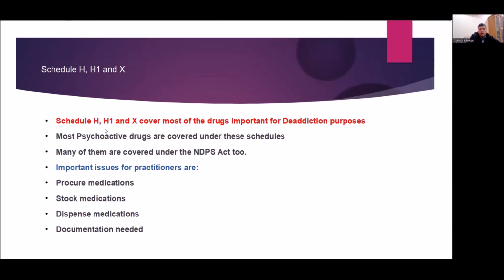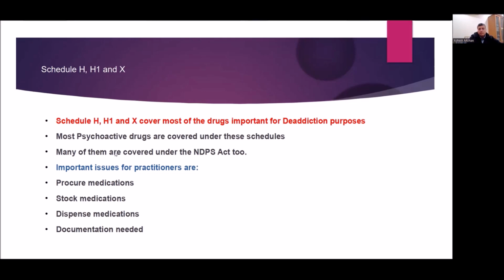These three schedules cover a huge list of medications. We don't have to go into the details of the whole list, but for our purposes, H1 has buprenorphine and many other medications, such as the benzodiazepines clonazepam, lorazepam, alprazolam, as well as codeine, zolpidem, and tramadol. In X, for our purposes, there are two medications: ketamine and methylphenidate. H has a very long list. It includes practically every medication approved by the Drug Controller of India. But for our purposes, we must know H1 and X.